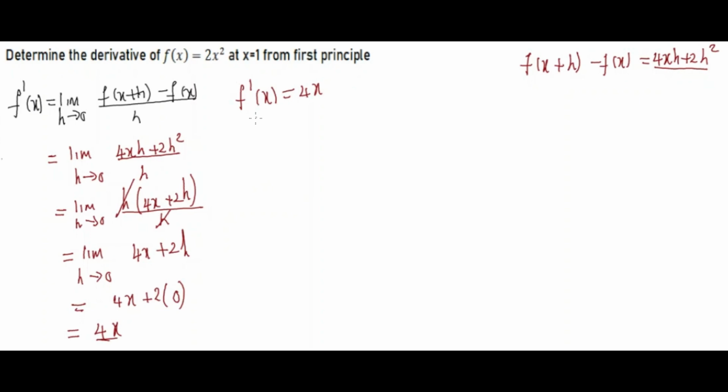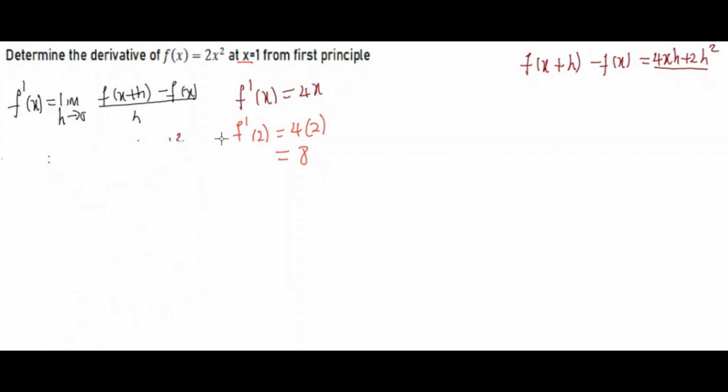So they told us that we must determine the derivative of f at x, which is equal to 2x squared at x is equal to 1. So now, to answer this question, we need to substitute 1. So f prime will be equal to 4 times 1, which is 4. And that is the answer. So another approach that I told you about, you can substitute 1 from the beginning.